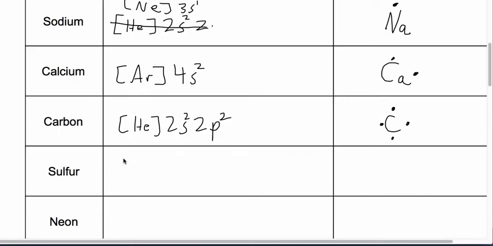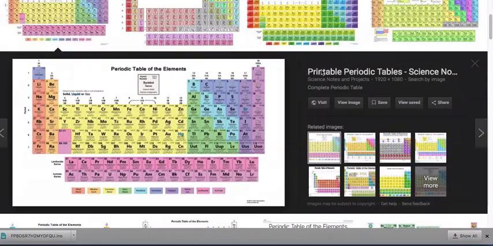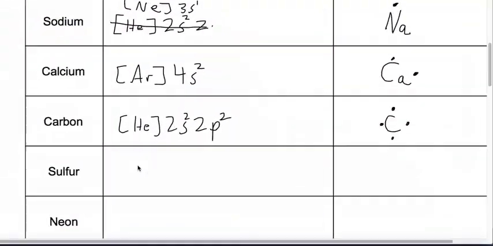Sulfur. So that's neon 3. All right. No big deal. So neon 3s2, 3p4. It's very common for people to think there's only 4 valence electrons in sulfur, but it turns out there's not. There's 6 because valence electrons are the outer s and p electrons.